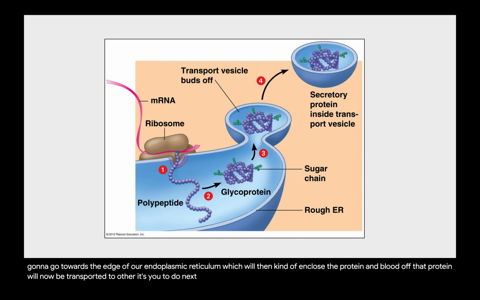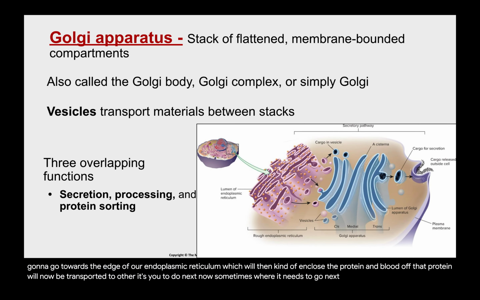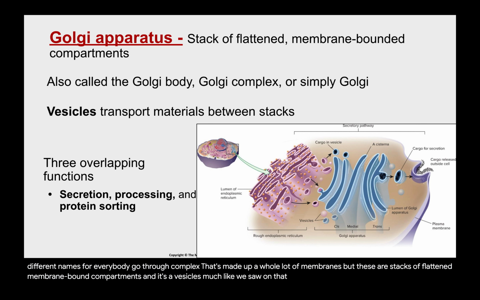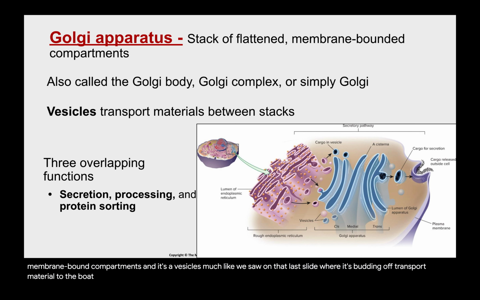Sometimes where it needs to go next is the Golgi apparatus. It has many different names: Golgi body, Golgi complex. This is similar to the endoplasmic reticulum in that it's made up of a lot of membranes, but these are stacks of flattened membrane-bound compartments. It's those vesicles, much like we saw on that last slide where it's budding off, that will transport materials to the Golgi apparatus as well as between all these different compartments of the Golgi apparatus.